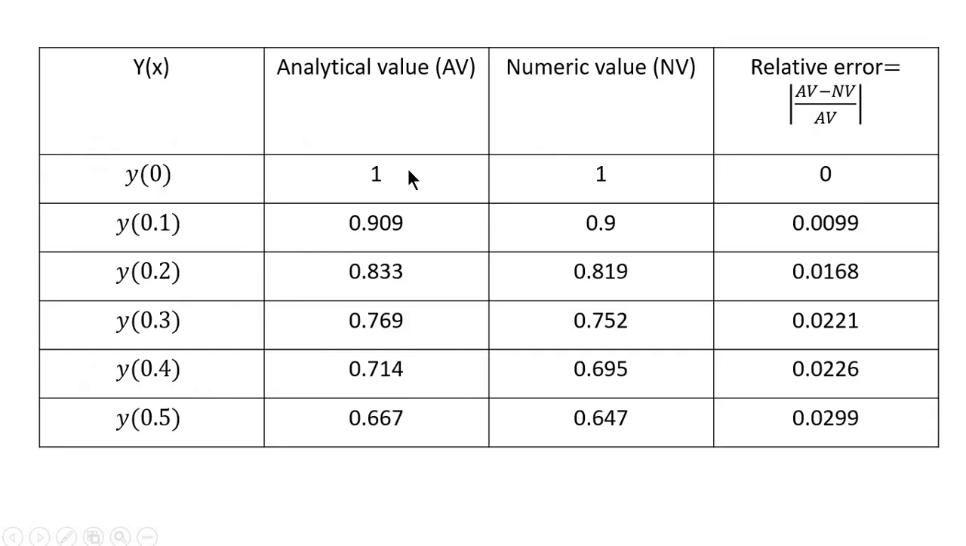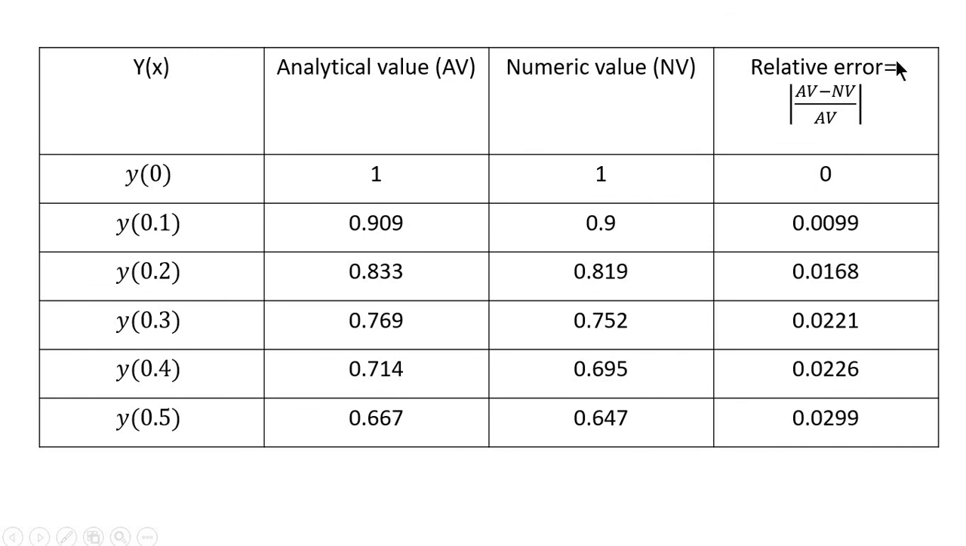Now we have to compare the analytic value with the numerical value. Numerical value we have already found out. To compute the analytic value, we are going to substitute in the analytic solution the various values of x and y. Put x equal to 0, in the analytical solution, we get y as 1. Put x equal to 0.1 in the analytic solution, we get 0.909. Put x equal to 0.2 in the analytical solution, we get 0.833. Like that we have to compute the remaining values. Numerical values we have already obtained.